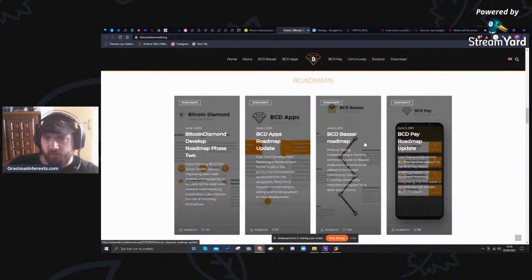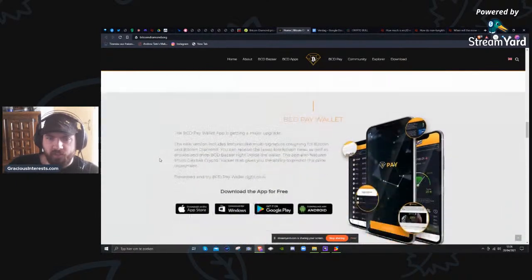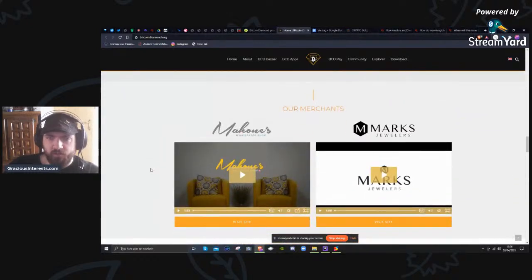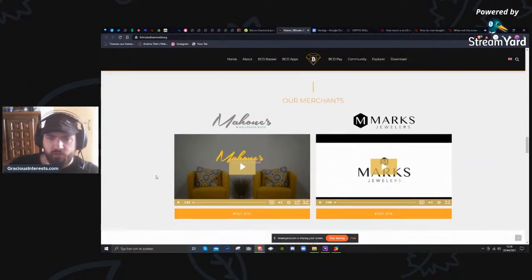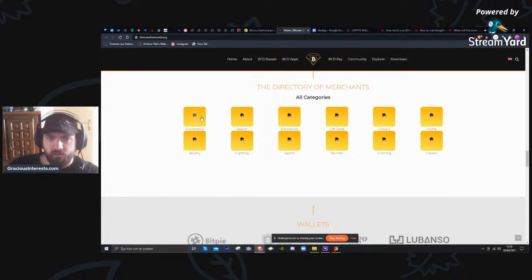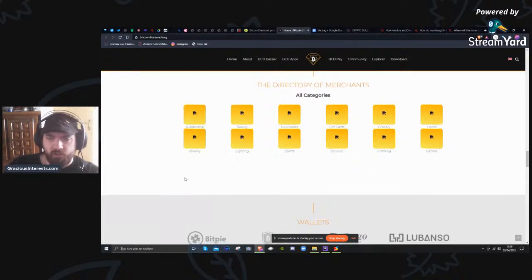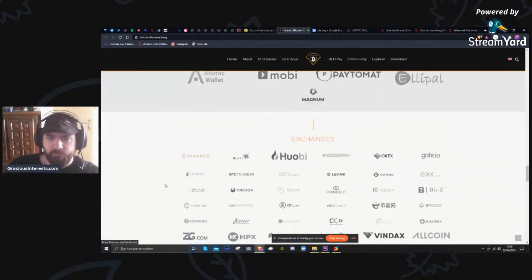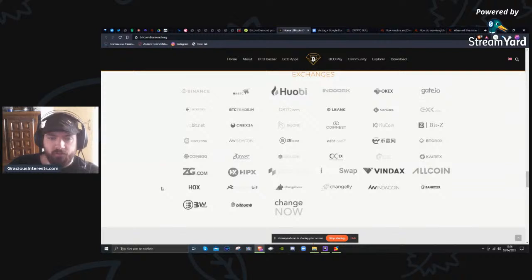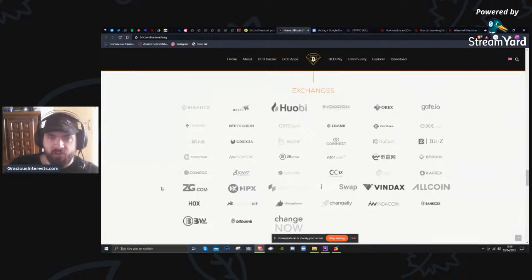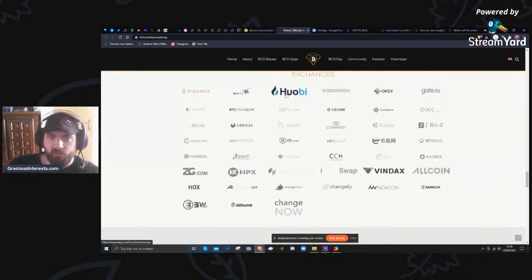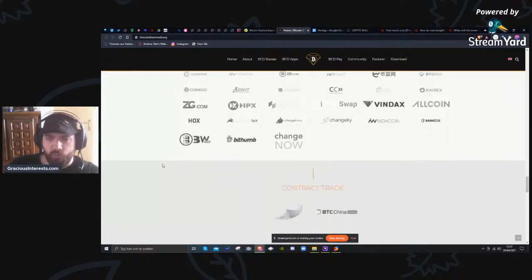So, roadmaps. 2019 it ended, it seems. A bit sad. Pay wallet. Merchants. Okay, available on a lot more exchanges. Binance is the biggest one. There are a lot not being mentioned here, probably due to being made redundant or simply too small.